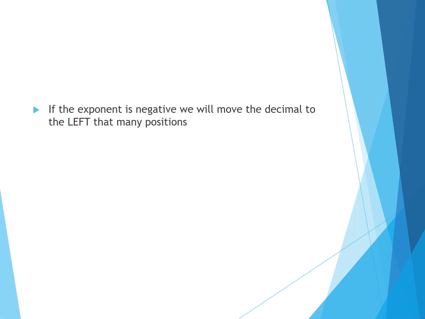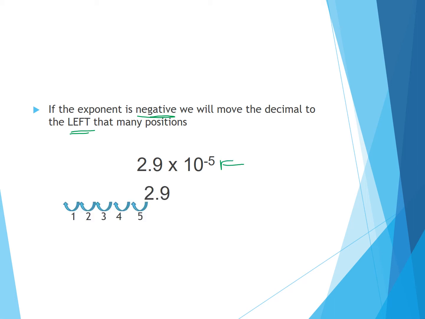The exponent is negative. We will move the decimal point to the left. So 2.9 times 10 to the negative fifth. Notice that negative. We have 2.9. We're going to move it to the left 5 times because this number is a 5 here. For each one of those bumps, we're going to add a 0. So we're going to write it like this. Now notice I also had to put a 0 here in front of the decimal point. So we have the 4 that we added and then the 1.